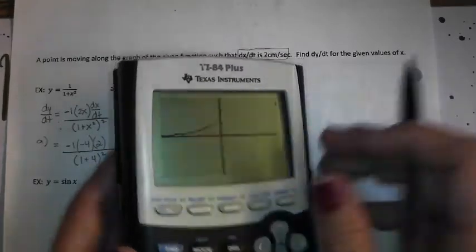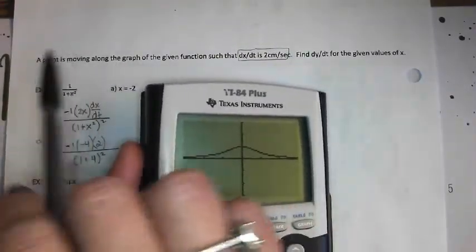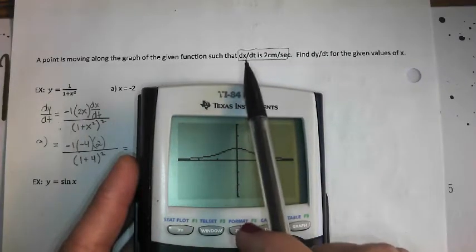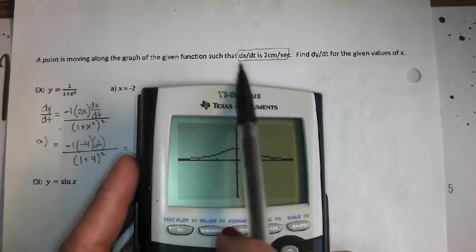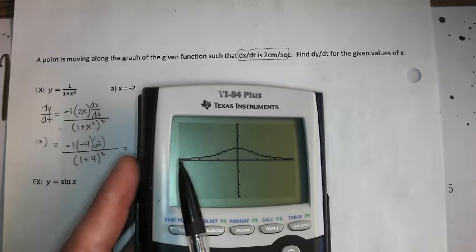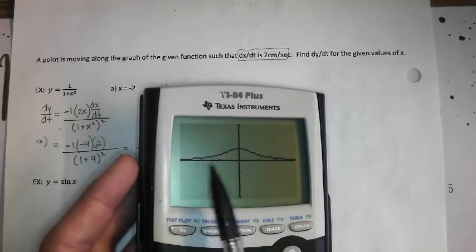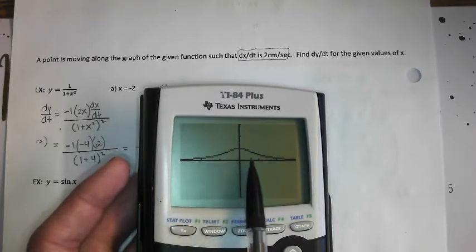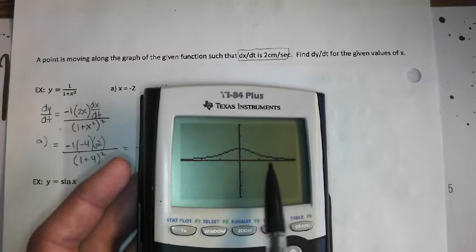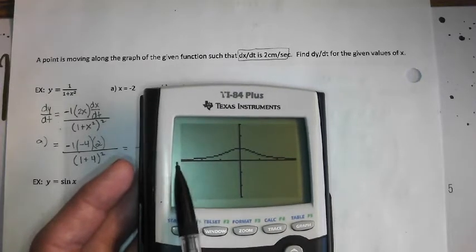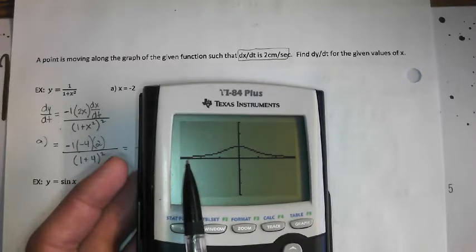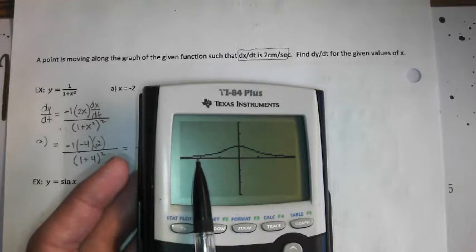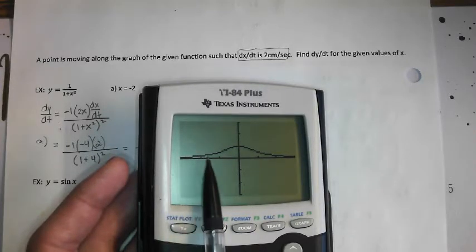Okay. So they're telling us that a point is moving along the graph of the given function such that the rate of change of the x-coordinate only is 2 centimeters per second. So I don't know if you want to look at that as 2 units per second, but the x-coordinate is changing at a rate of 2 centimeters per second. The actual speed of the point is then, in your opinion, going to be quicker where? Would it be quicker here if it does this stretch, or quicker here if it does this stretch?